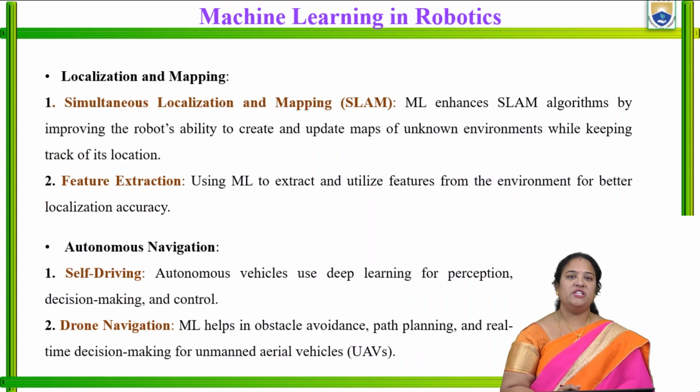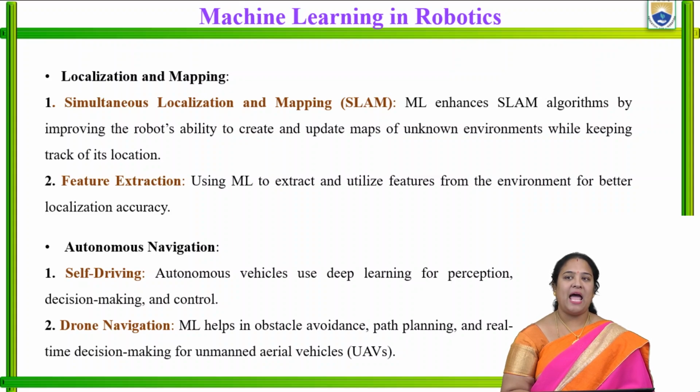Next is localization and mapping. What do we mean by localization and mapping? That is SLAM. We also call it SLAM, that is, simultaneous localization and mapping. What do we mean by that? What do we mean by the term SLAM?